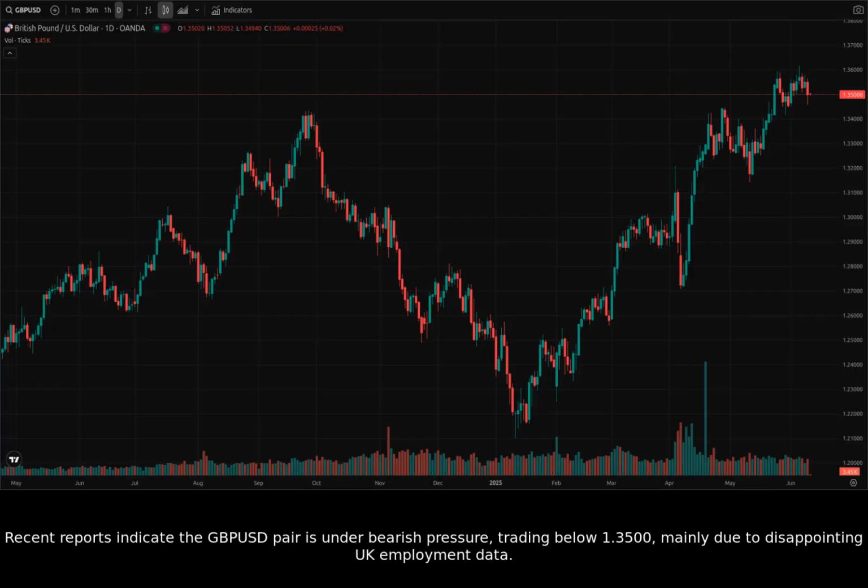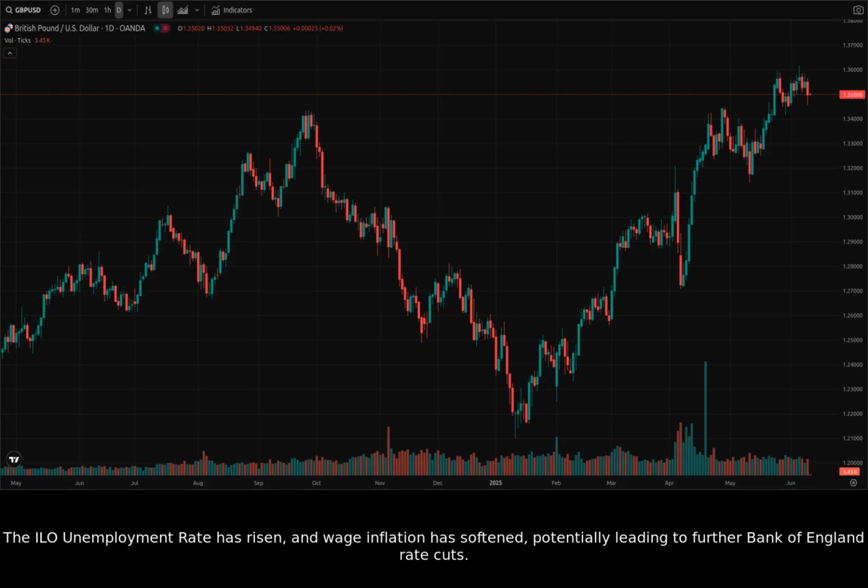Recent reports indicate the GBPUSD pair is under bearish pressure, trading below 1.3500, mainly due to disappointing UK employment data. The ILO unemployment rate has risen, and wage inflation has softened, potentially leading to further Bank of England rate cuts. Meanwhile, optimism surrounding US-China trade talks is boosting the US dollar, adding to the downside pressure on GBPUSD.